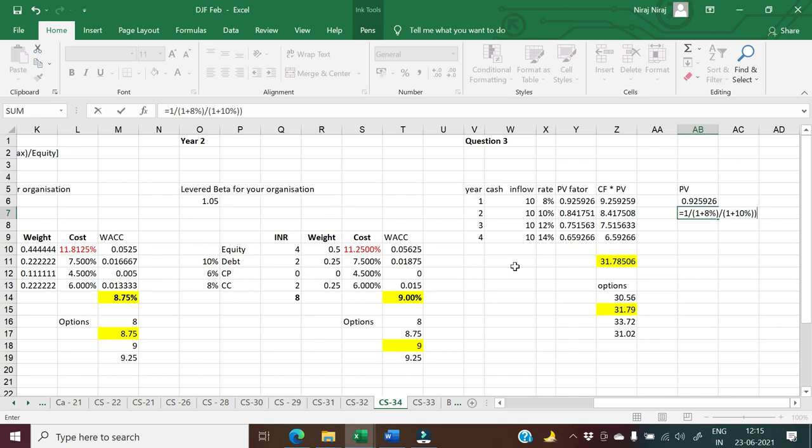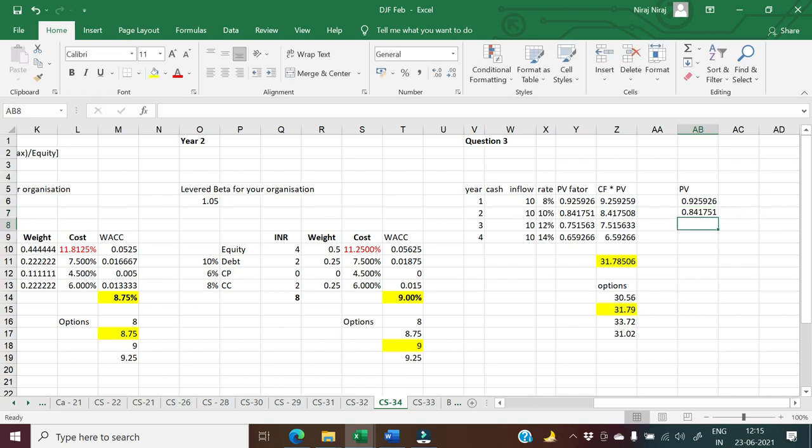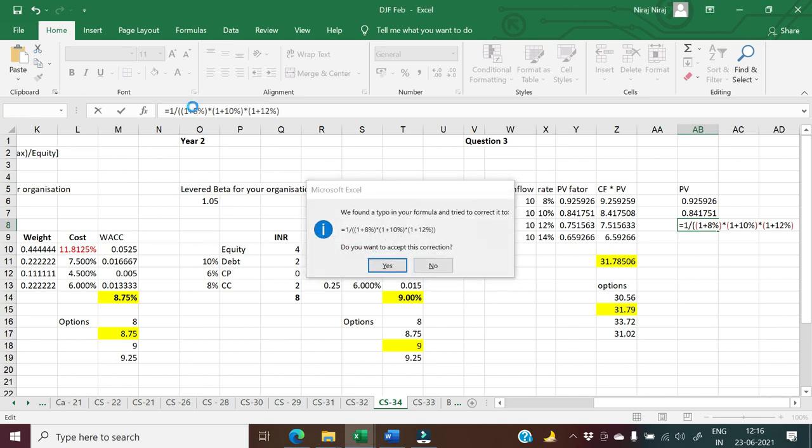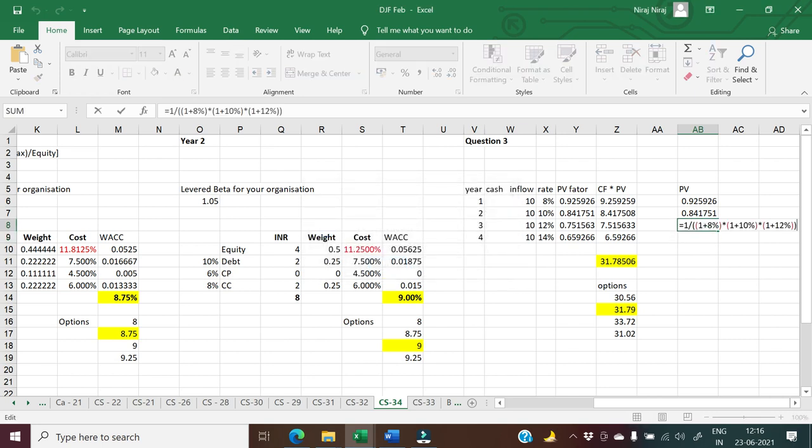Here you have to be a little bit careful with the brackets that you put, because if you put even one wrong bracket, the answer will be wrong. So I think I have put a wrong bracket. Yes, I have, instead of multiplication, I had put division. So this is for the second year. For the third year, I am copy pasting it here and just inserting one more item as 1 plus 12%. And for the fourth year, I will copy paste this entire thing and multiply it by 1 plus 14%.